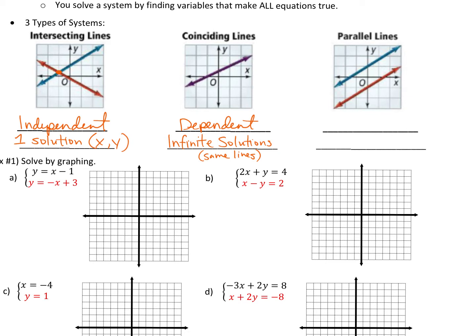And then the last one is if the lines are parallel. How many solutions do you have if your lines are parallel? None. There are no solutions, right? We call this inconsistent. There is no solution when your lines are parallel. Okay.